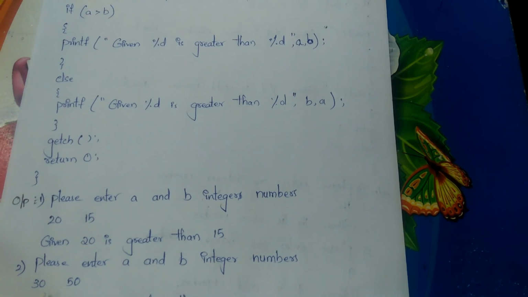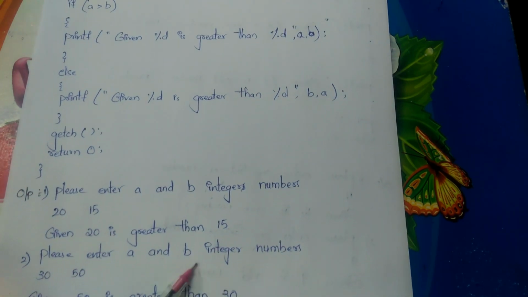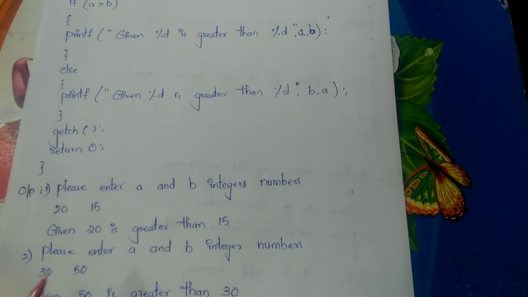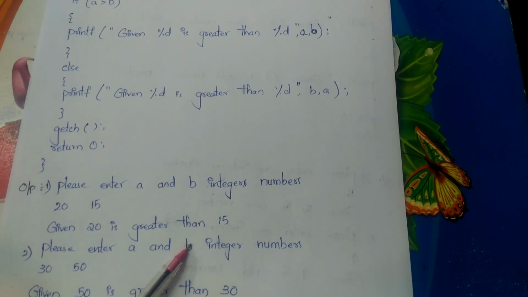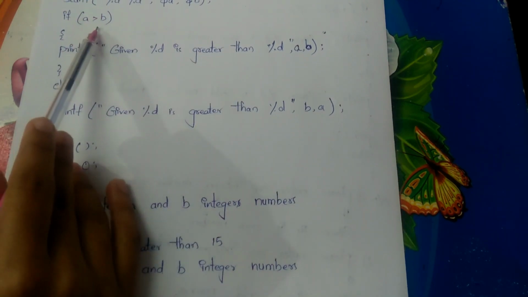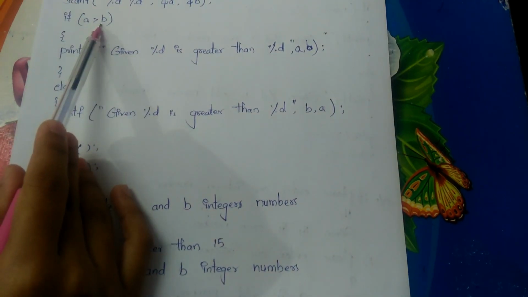Now for the second output, please enter a and b integers. Again I am entering the values as 30 and 50. So 30 is for a and 50 is for b. Now is 30 greater than 50? The test condition 30 greater than 50 is false.